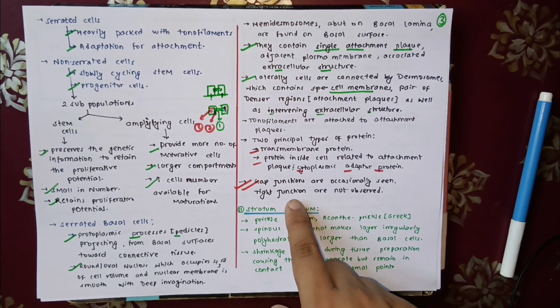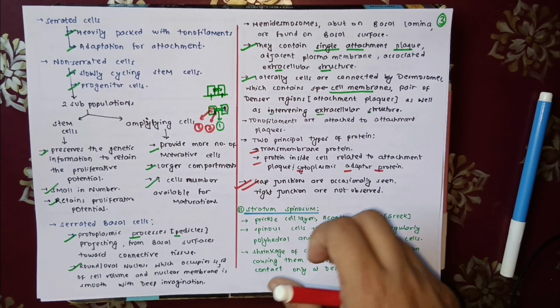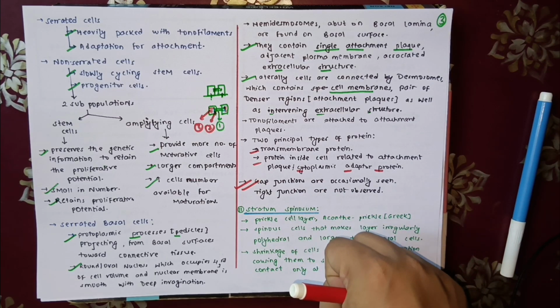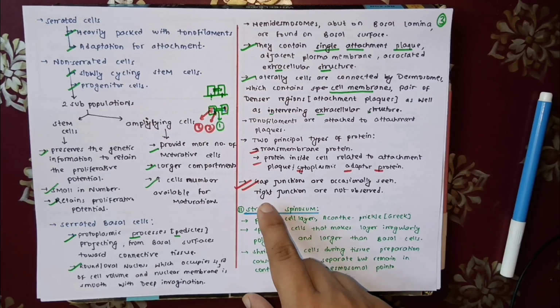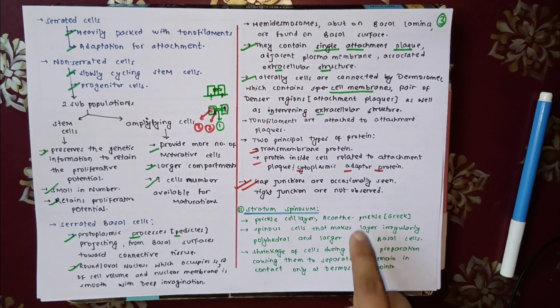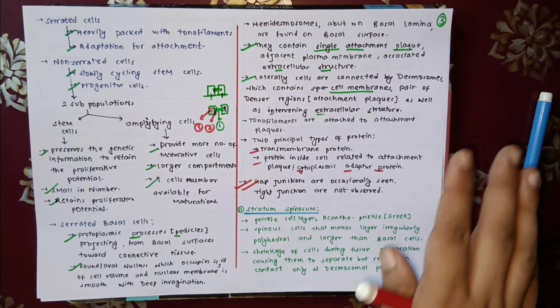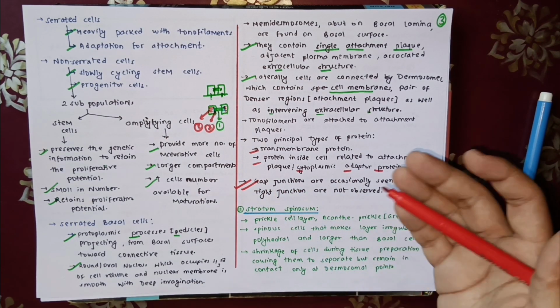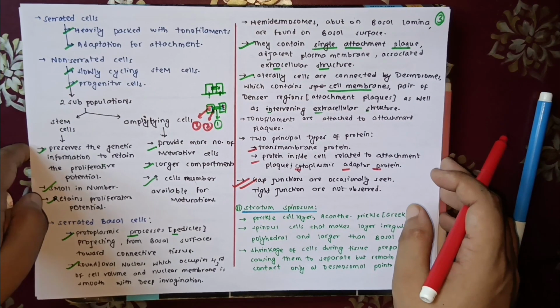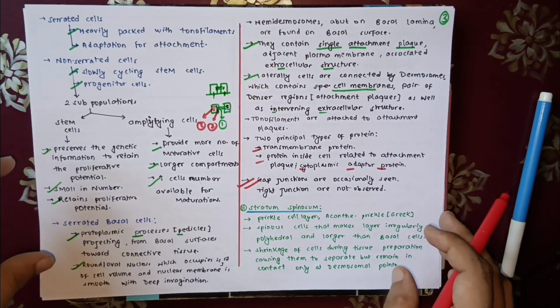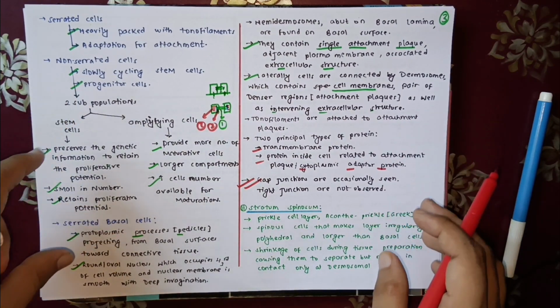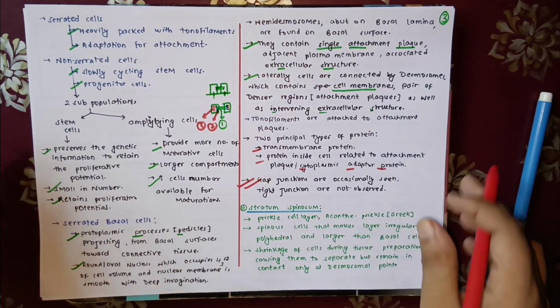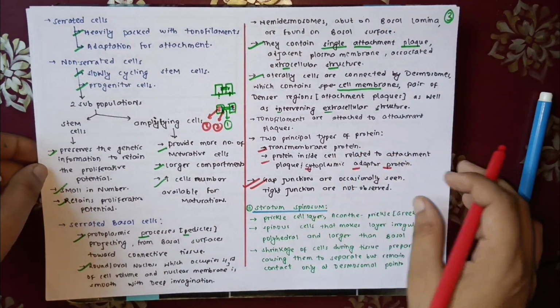And tight junctions are for proper, strong attachment between the cells, and they are not required much in the oral mucosa, and they are not observed. They are not seen in the oral mucosa, and this is an MCQ question that can be framed. So we have completed the stratum basale.